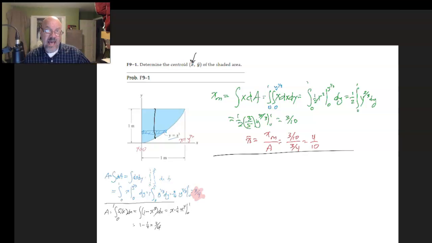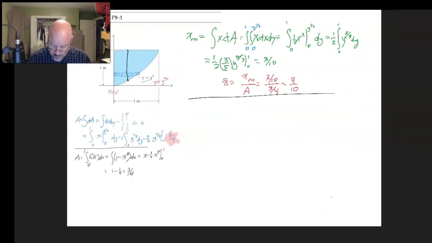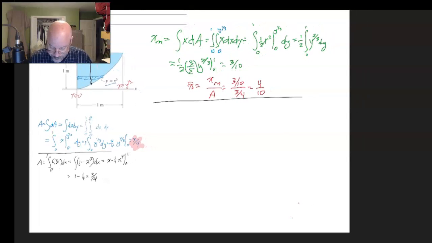Now, we're just going to repeat that for the y position. So I need the y moment. So I'm going to have y dA on here, which is going to turn into this exact same integral. Well, not exact same integral, exact same limits. y dx dy. And again, exactly the same, 0 to 1, 0 to y to the 1/3.